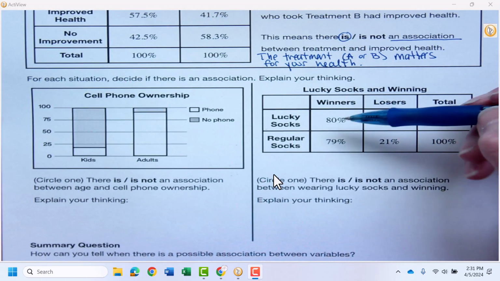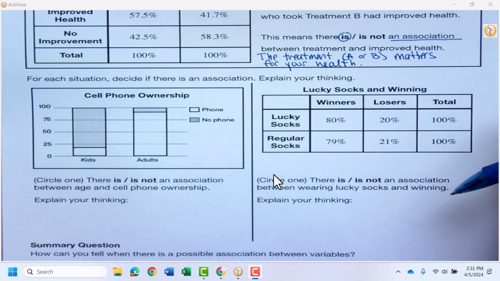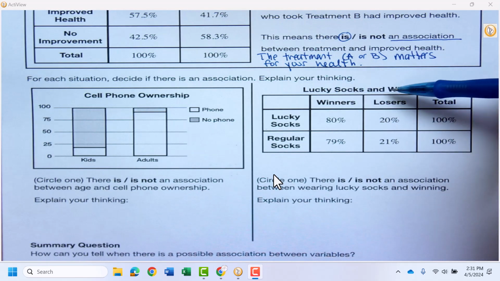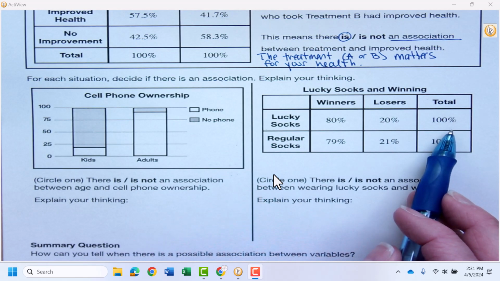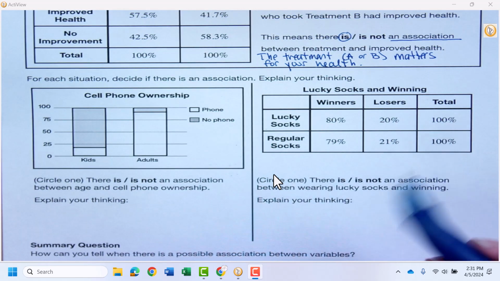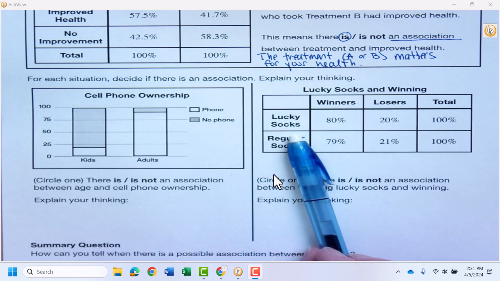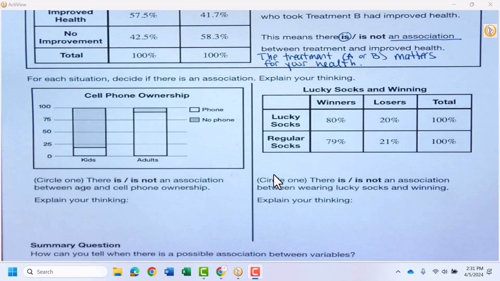When I say relative frequency, I mean we have percents there instead of just raw numbers. And this is about wearing lucky socks and winning. So here's all the people who wore their lucky socks and what happened, and all the people that wore regular socks and what happened. And we're seeing, does it matter when you wear your socks whether you win or lose? Or does it influence whether you win or lose?